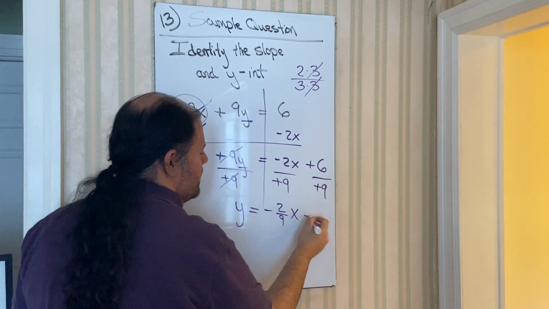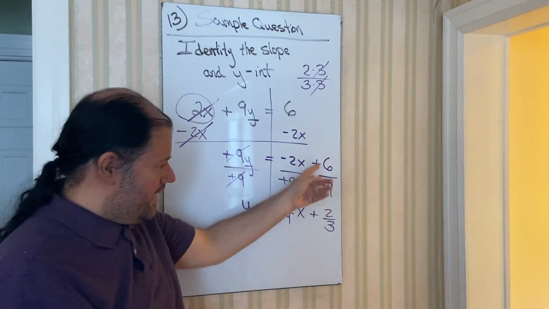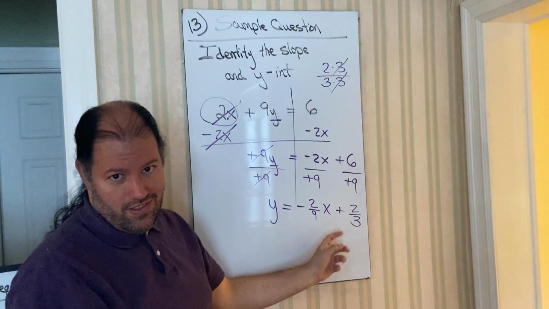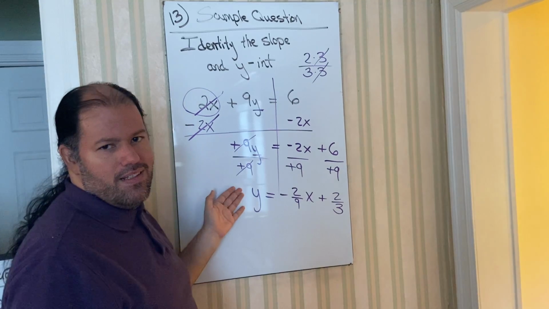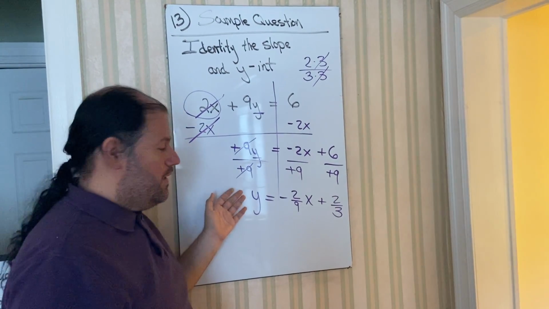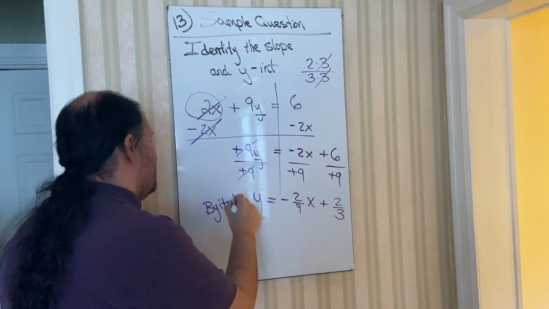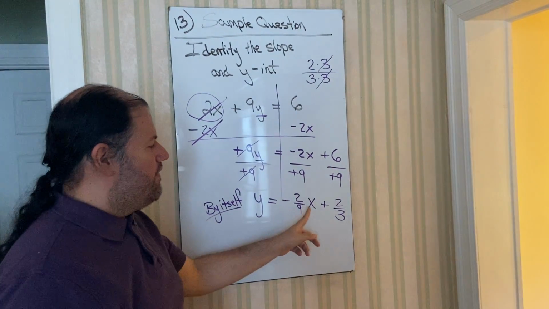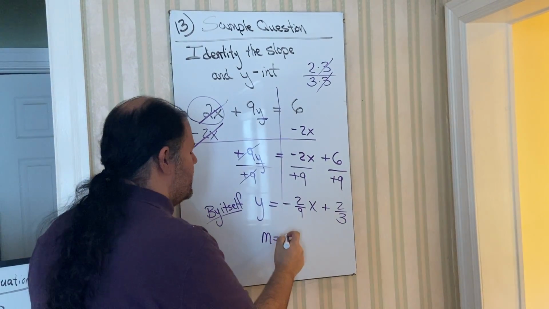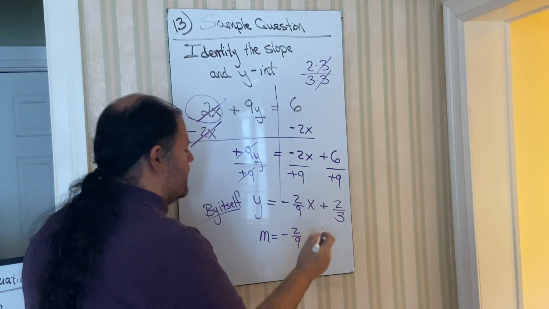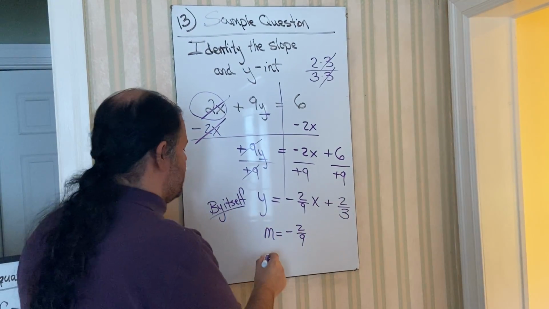Positive divided by positive would be a positive 2/3. Okay, so don't leave it at 6/9. You have to reduce it down to 2/3. But once you get that done, notice y is by itself. Because it's by itself, now is the only time that we can grab the coefficient of x. So here we can say the slope is -2/9. And then this, the constant, we know is the y-intercept.